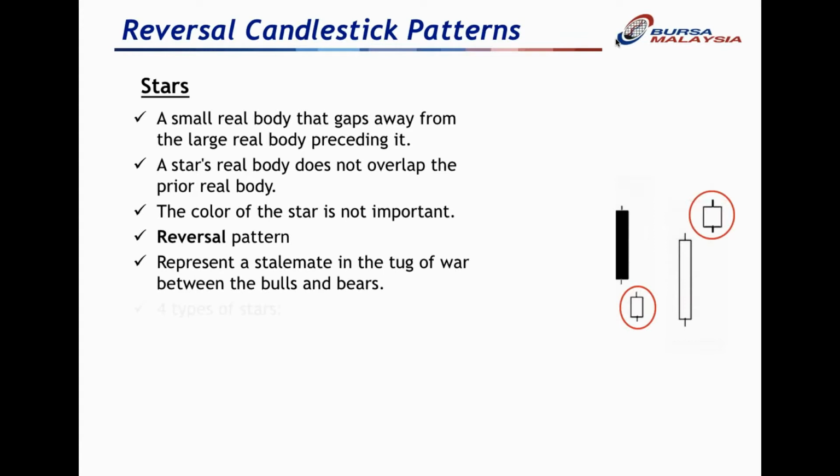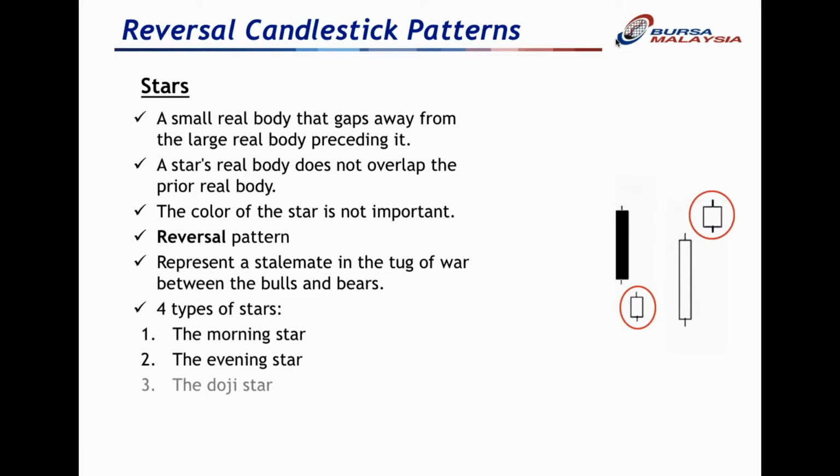And there are four types of stars. These are four significant star patterns. The first one is called the morning star. The second one is called the evening star. The third is called the doji star. The fourth we call the shooting star. Okay, let's go into stars. Morning star. What's a morning star?